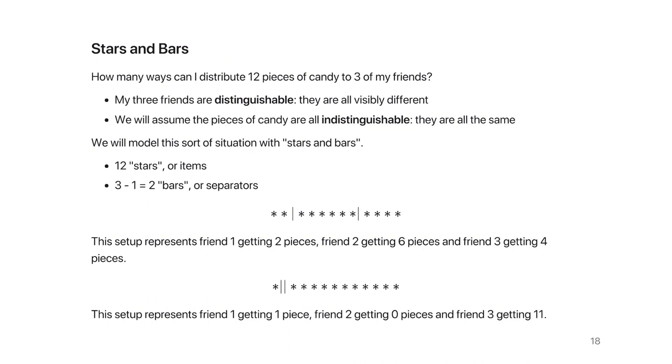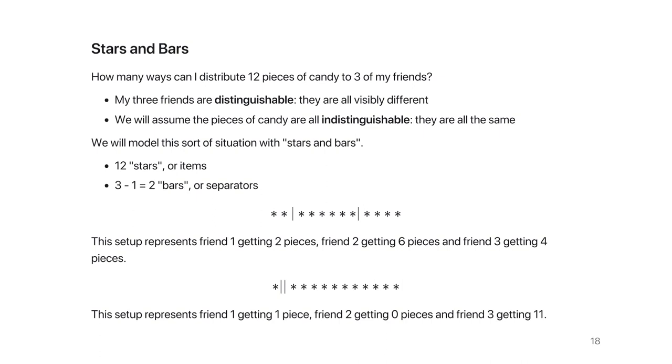Okay, and so now there's the idea of stars and bars. Okay, how many ways can I distribute 12 pieces of candy to 3 of my friends? This is the way I like to introduce it. Okay, and so some clarifying notes. My 3 friends are distinguishable, right? They're all visibly different. Hopefully my friends are different people.